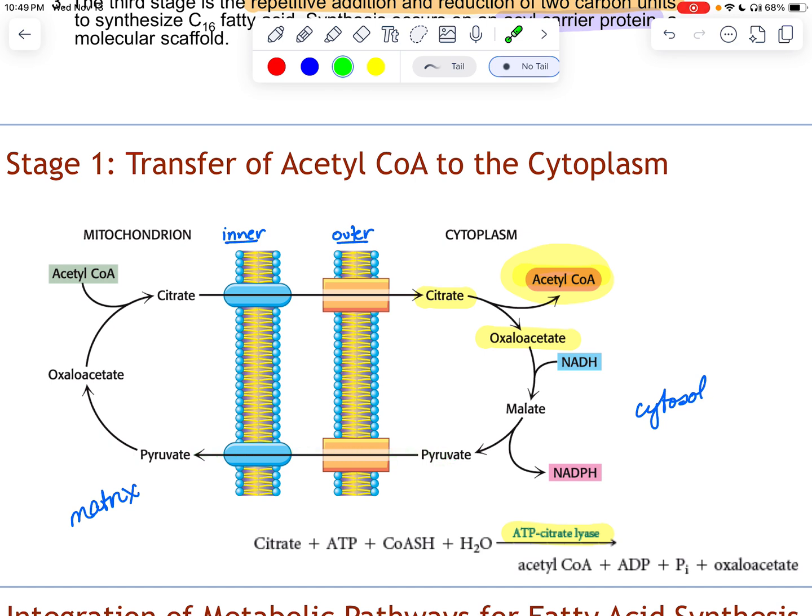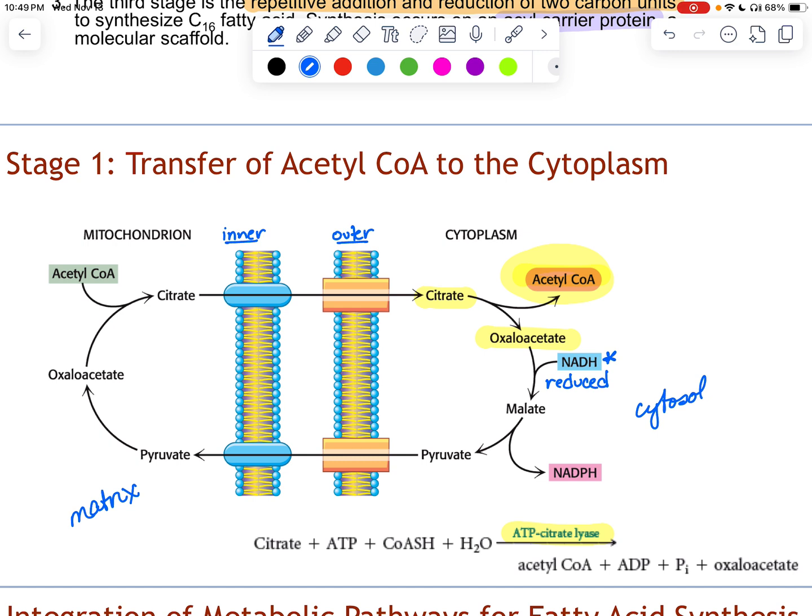All right, to do that, first we're going to have a reduction. Okay, so it's going to be reduced to get down to the malate. And notice we're using up these electrons, okay, because it's reduced, so it's going to gain electrons. We're going to get those electrons from NADH.